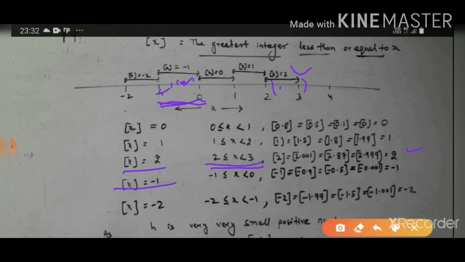Say the greatest integer of minus 2 is minus 2, and minus 1.9 lies here, and its value is also minus 2. Minus 1.5 lies here, and that value is also minus 2. Minus 1.001, just to the left of minus 1, also has value minus 2.